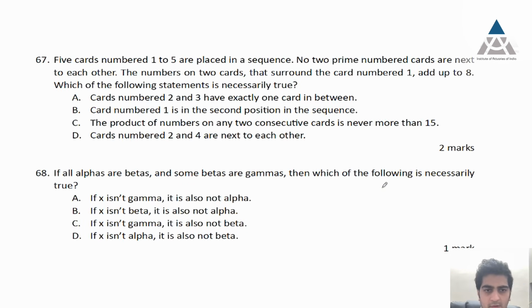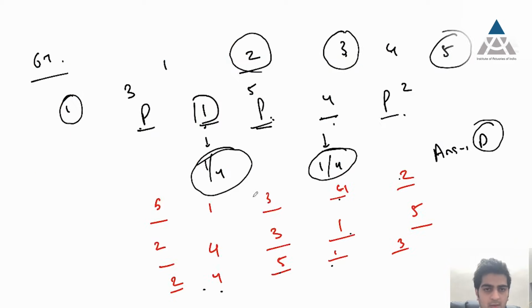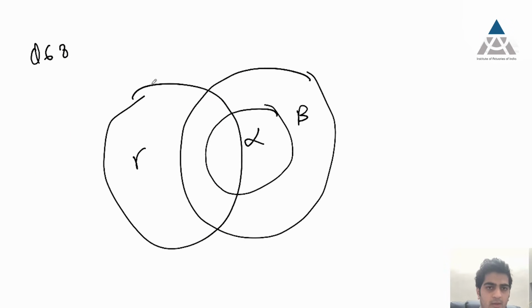And now let's try to answer which of the following is necessarily true. If X is not gamma, he is also not alpha. So if somebody who is not gamma, that is you are not gamma, you cannot be alpha.